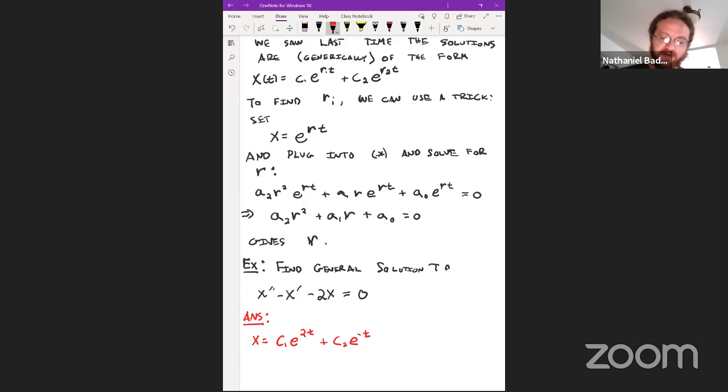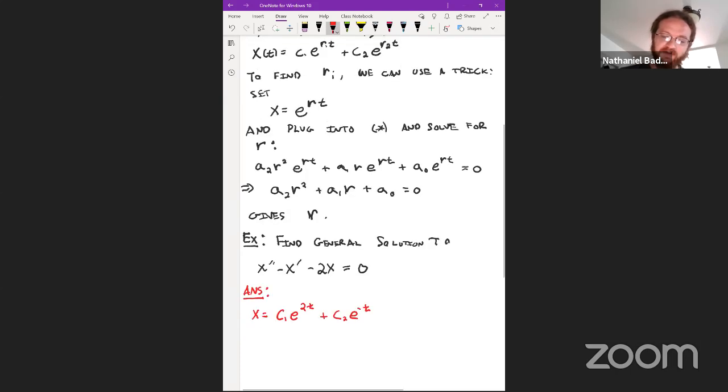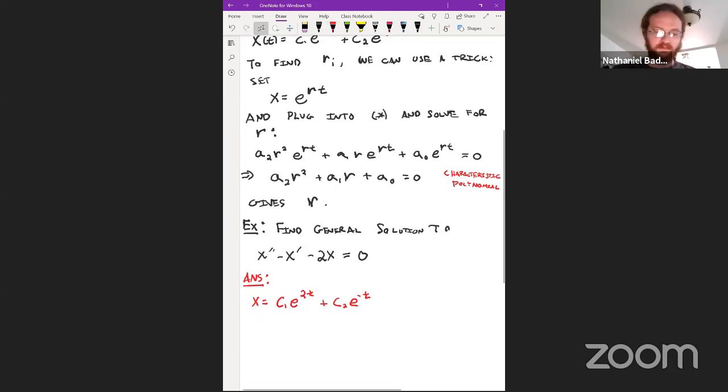And I should note that this here is called the characteristic polynomial. Okay, so again, how do we write this? So this is the answer.